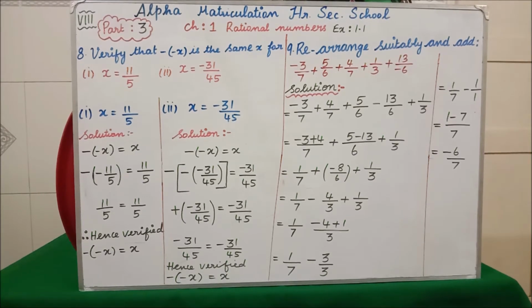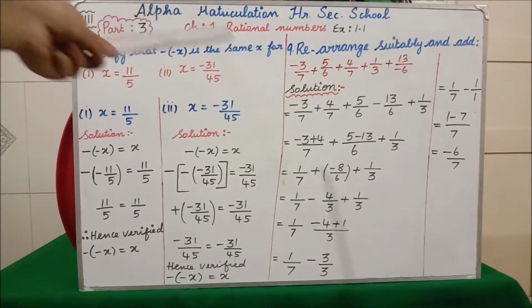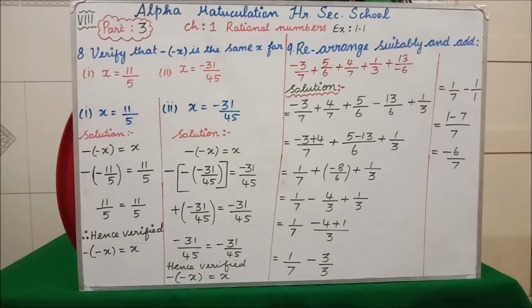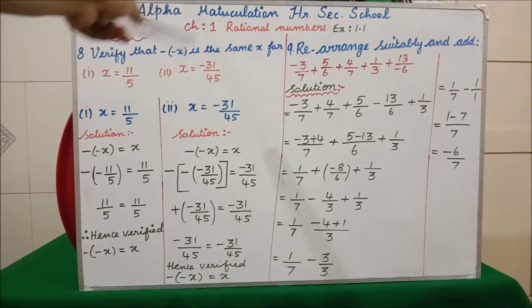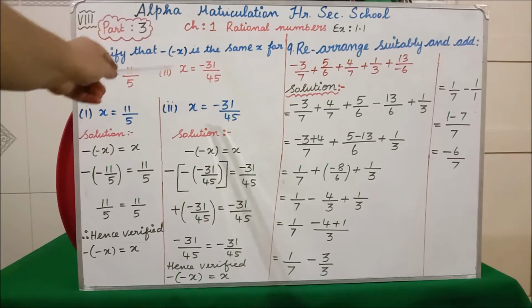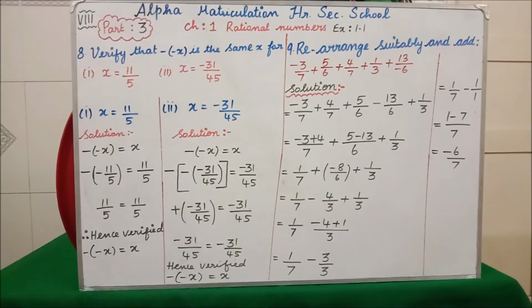Verify that minus of minus x is the same as x for x equal to 11 by 5, x equal to minus 31 by 45. Students, what they are asking to verify in the 8th question is minus of minus x is the same as x, which means what? x is nothing but the question. We have to do minus of minus x. By that time we have to get the same x, means the same question you have to get as your answer. If you are getting that, you have to write: therefore minus of minus x is equal to x, hence verified. Clear? I'll show you the problem.